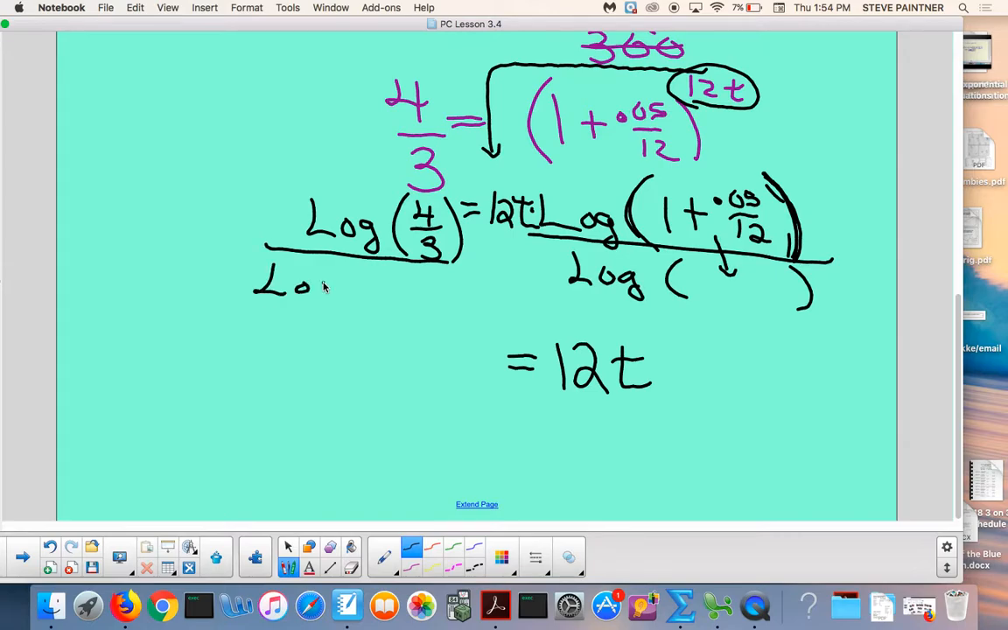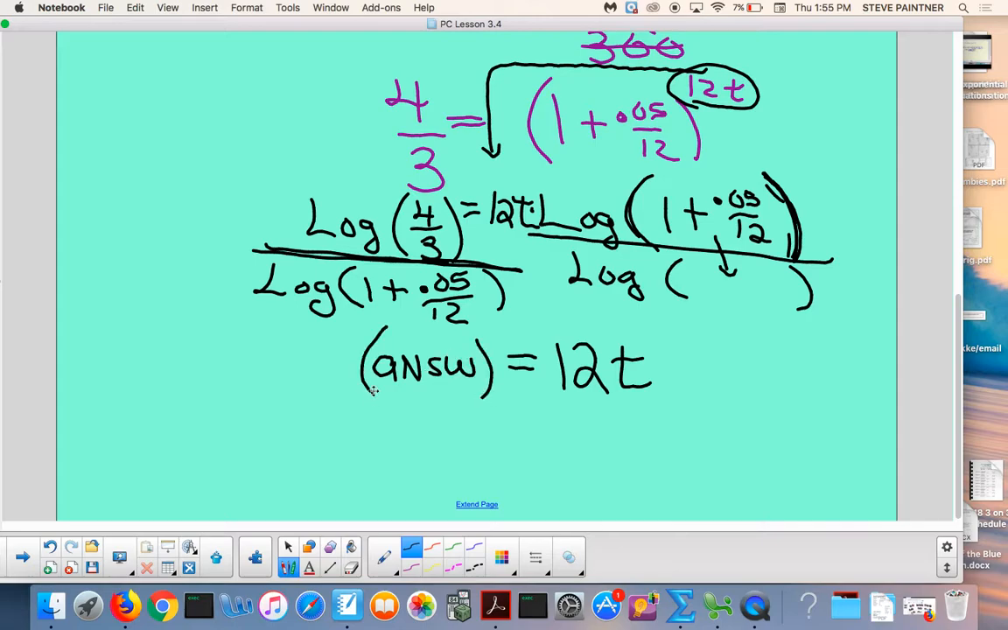Be careful with this one, please. Use your parentheses on this, otherwise you will go wrong. Okay? Log of 4/3 divided by log of (1 + 0.05/12) equals something. I'm not going to ask you what it is. I'll just say answer. You're going to get something. Now what? Divide by 12. So June must wait. Is it half a year? Quarter of a year? Or is it what?